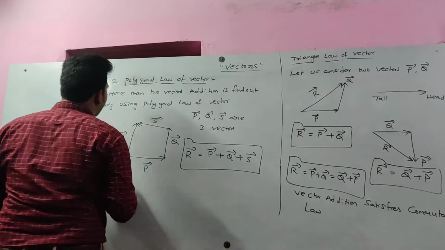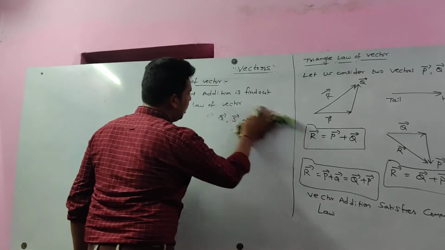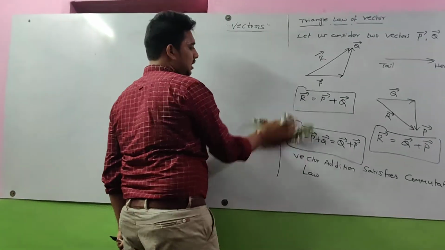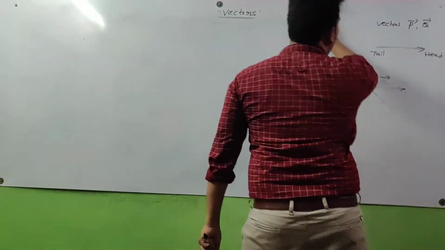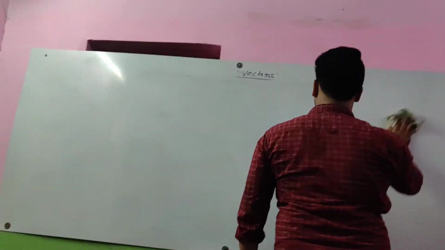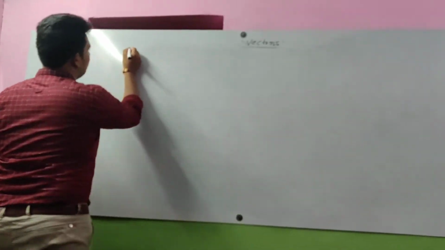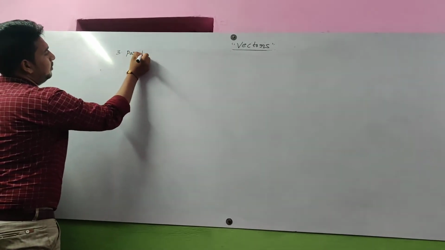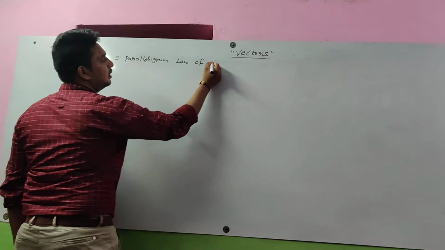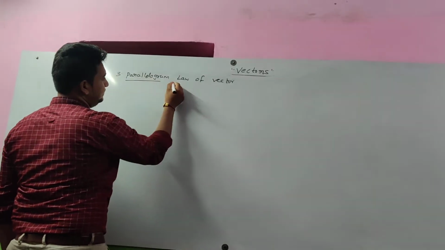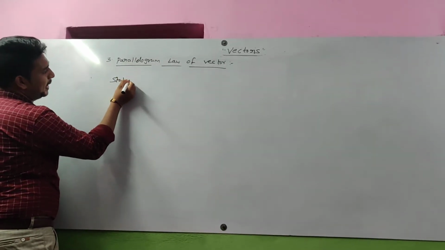Next, the third important law. This is very important. The third law is the parallelogram law of vector. First of all, what is the statement of this parallelogram law of vector?